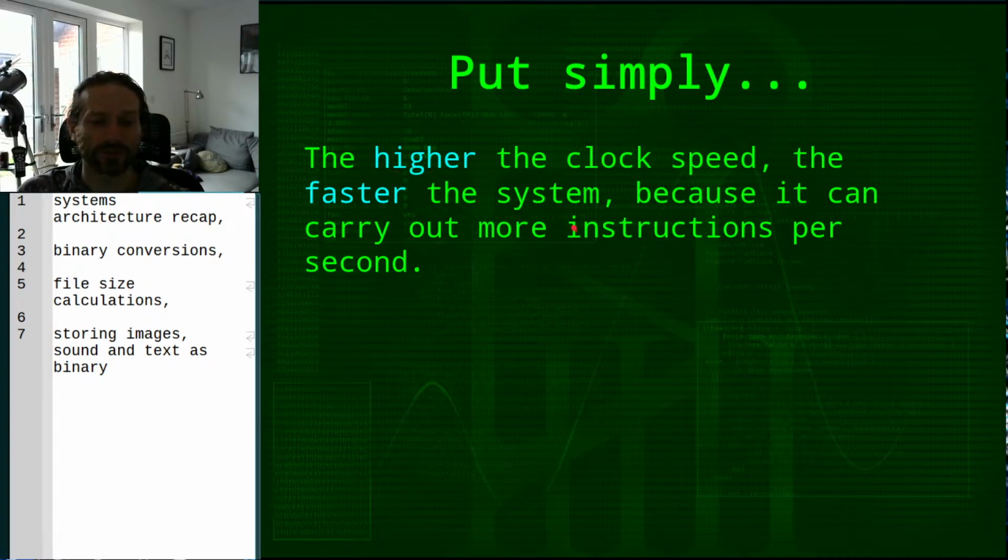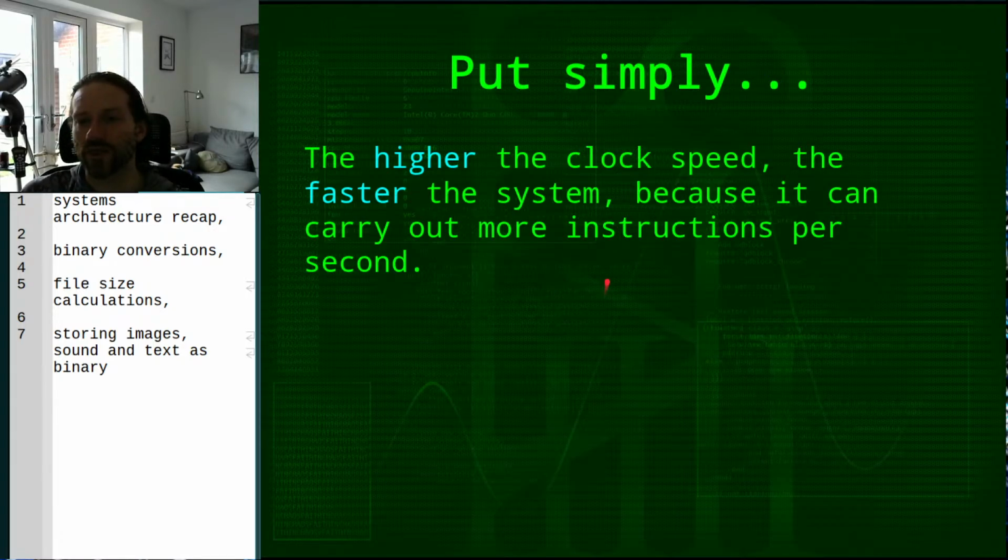So the simple explanation for clock speed: the higher the clock speed, the faster the system, because it can carry out more instructions per second. Okay, there's your 2-mark answer. How does clock speed affect CPU performance? If you have a higher clock speed, your system will run faster. 1 mark. Because it can carry out more instructions per second. 2 marks. Okay.